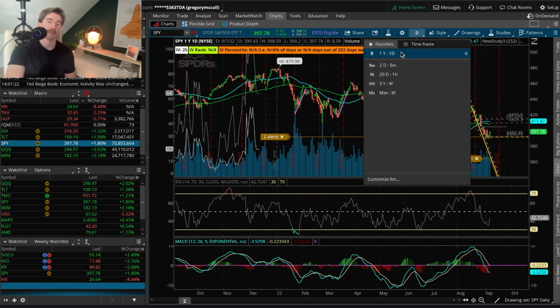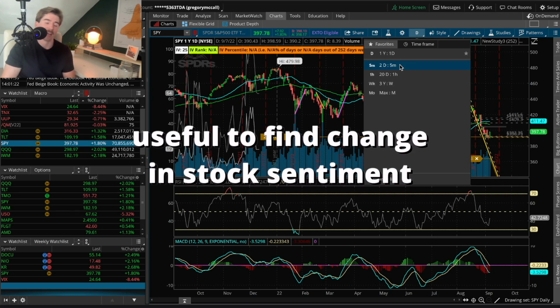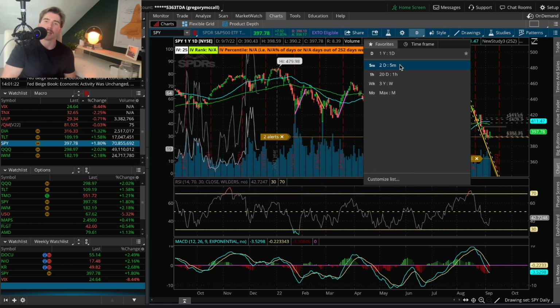And the next time frame that I use is the 2 day 5 minute chart, which is my shortest time interval. The reason why I use this instead of a 1 day 1 minute chart is because I like to look at the previous trading day and compare it to today to see if the stock market has changed sentiment. And the next time interval that I like to use is the 20-day 1 hour chart.